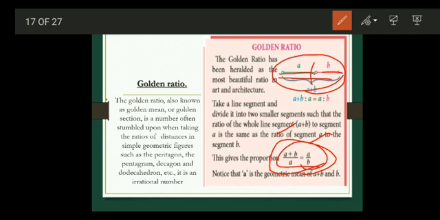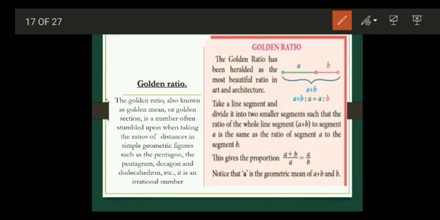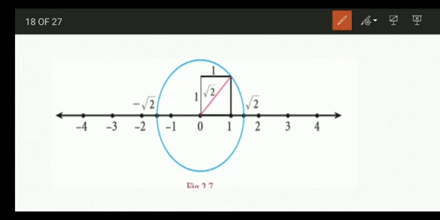Now we will move to the representation of irrational numbers. First, consider the number line and take 1 unit. So this is 1 unit, right? And from 1, draw 1 unit perpendicular to it. Then join these 2 points. If you take this as O, this 1 as A and this point as B, and join these 2 points, we get a right angle triangle.